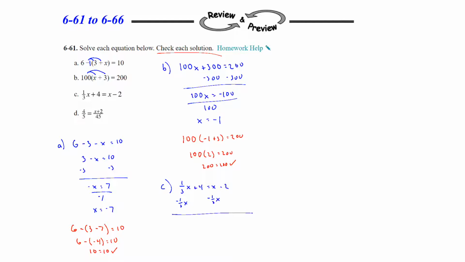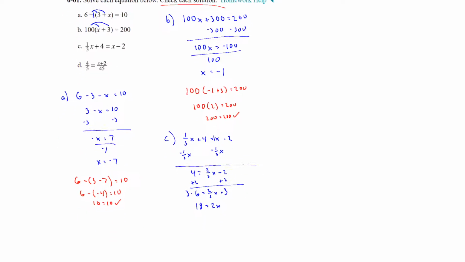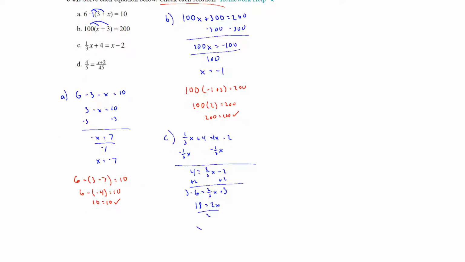from the 1x. That leaves us with 4 equals, this is 1 minus 1/3, that's 2/3, x minus 2. Go ahead and add the 2 to the other side, so 6 is equal to 2/3 x. We can multiply both sides by 3. That's 18 is equal to 2x. And then divide by 2, and x is equal to 9.